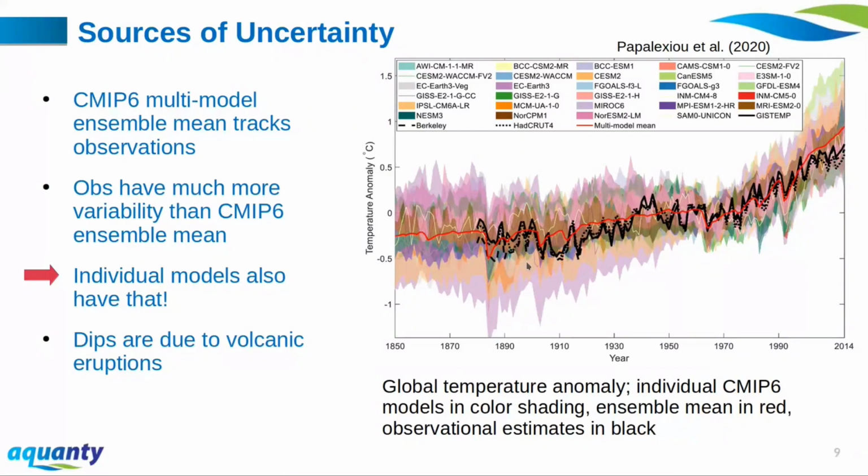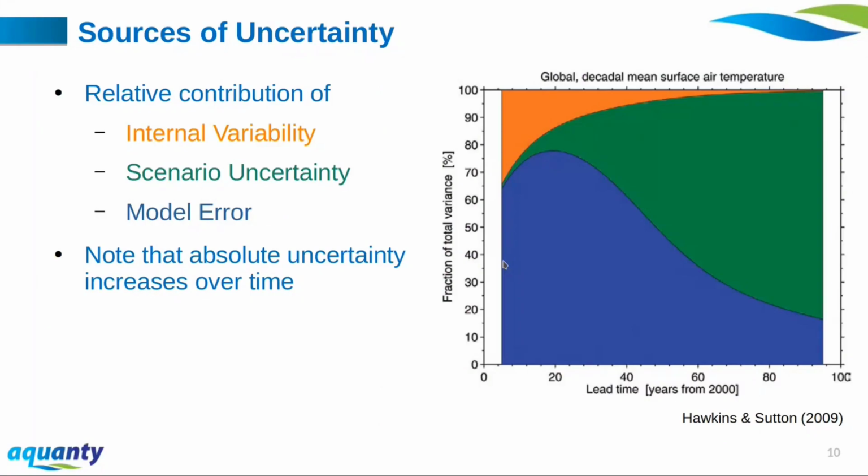So what sources of uncertainty are there? There's this internal variability, that's natural variability. That's essentially these jiggles that you see in the observations as well. And the climate models have that too. And I'll talk actually quite a bit more about that. There are two other major forms of uncertainty, and that's scenario uncertainty. So that's related to these SSP scenarios. And then there's model error. And this on the right-hand side is a figure of sort of the relative contribution of these different sources of uncertainty to the overall uncertainty at different lead times.